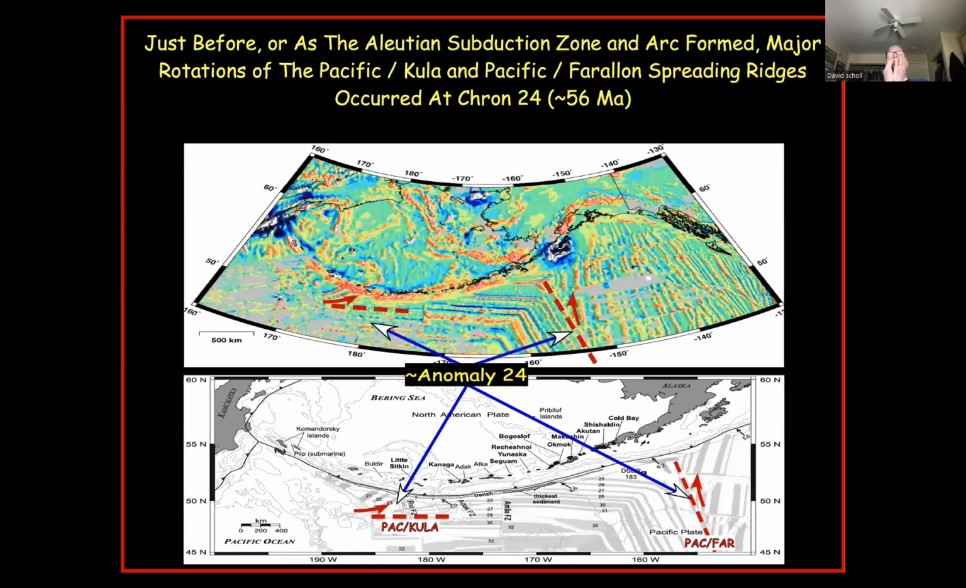Now, just before or as the Aleutian subduction zone and arc formed, major rotations of the Pacific-Kula and Pacific-Farallon spreading centers occurred at around Chron 24, 56 MA. And you can see this here, and you can see this here. Here is the Kula-Pacific rotating, and here's the Pacific-Farallon rotating. So anomaly 24, just before apparently the Aleutian Ridge formed, we had this tearing up of North Pacific plate boundary systems.